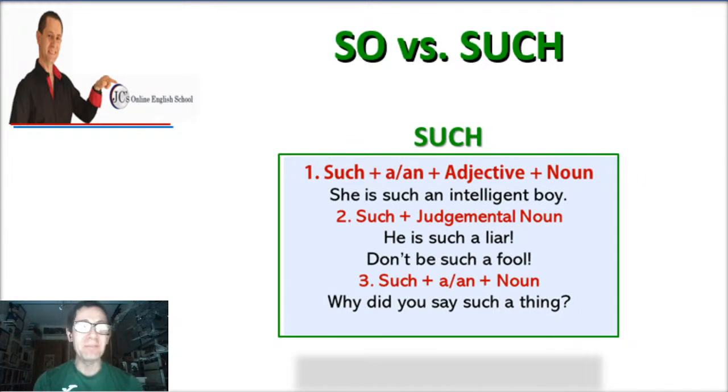For example, you can also use such plus judgmental noun. For example, he is such a liar. Don't be such a fool. Come on, don't be such a fool. And the last one: such plus a or an plus a noun. For example, why did you say such a thing?